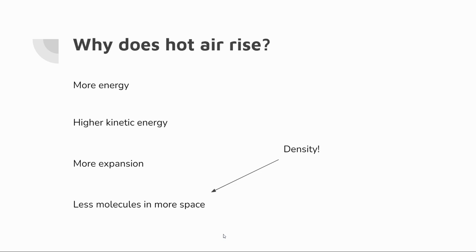And that's where density comes in. So if we remember that formula earlier, mass divided by volume is density. So if your mass stays the same, but your volume increases, your density is going to decrease. And as your density decreases, you're going to layer on top of high density things.